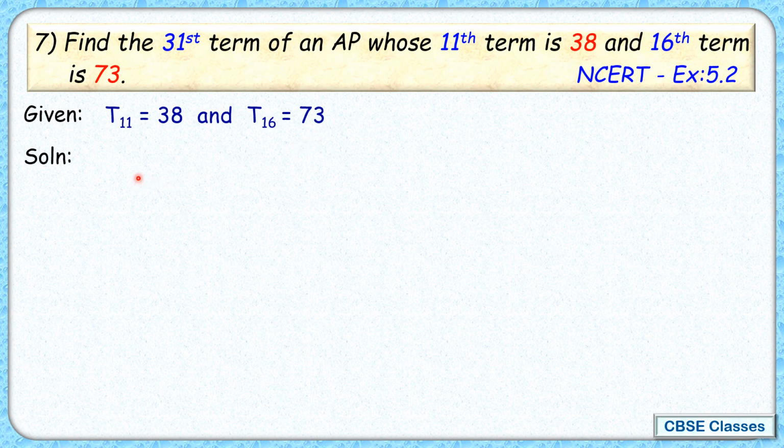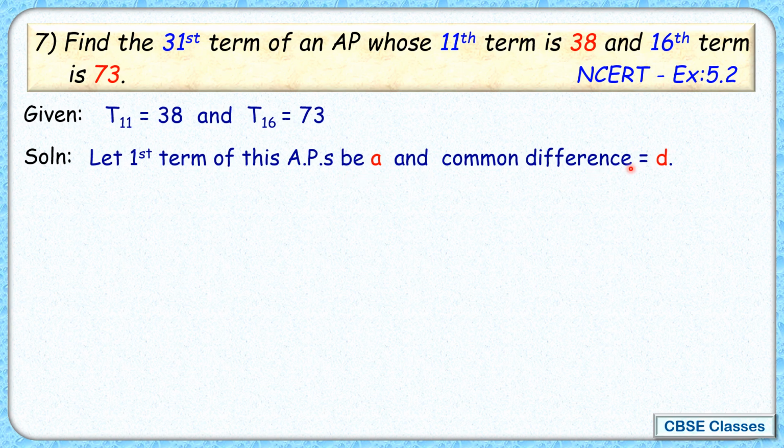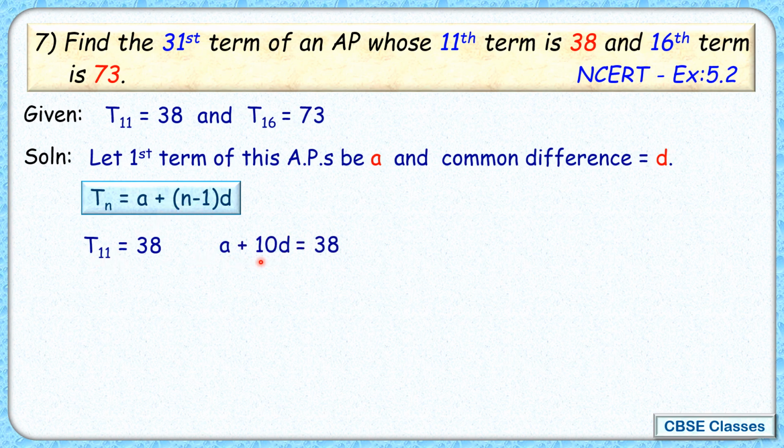We'll start by assuming let the first term of this particular AP is A and the common difference is D. And to solve this question, we'll use again the nth term formula, that is Tn is A plus (n minus 1)D. So from the first given data, we can form the equation by putting n as 11, we get 11 minus 1 is 10. So A plus 10D is given as 38, and from the second data we'll form the equation that A plus 15D is 73.